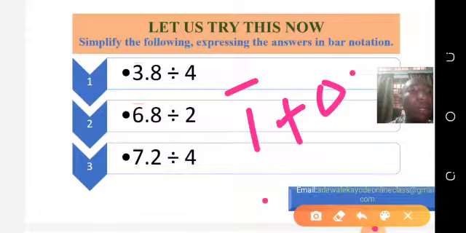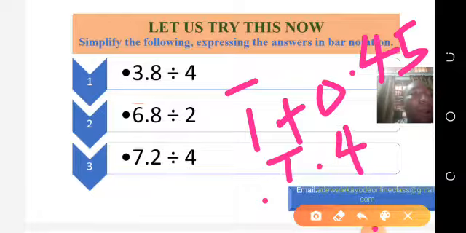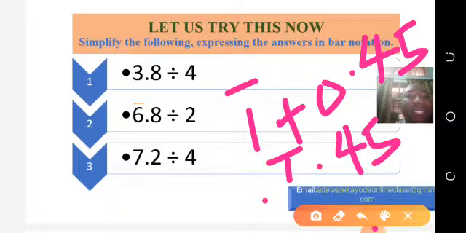Good. That is 4. And 5. Let's add the two together. We have bar 1.45. Good. So that means bar 3.8 divided by 4 will give us bar 1.45. Is that what you get?